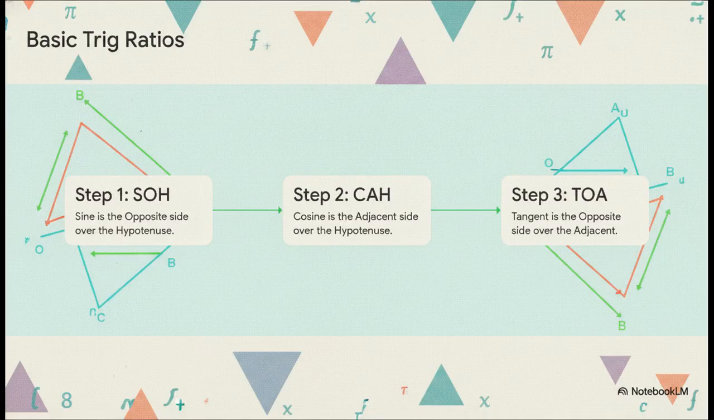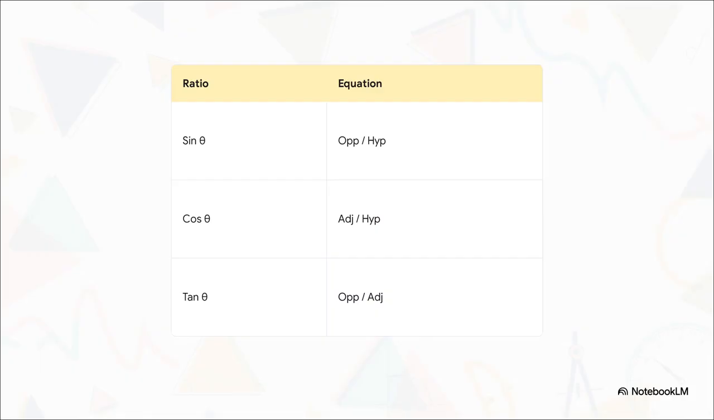Let's break this incredible cheat code down into its three core steps, pausing on each to reveal the mathematical magic hidden inside. First up is SOH, which stands for sine. Next we have CAH, which stands for cosine. And finally TOA, which stands for tangent. Sine, cosine, and tangent are our three basic trigonometric ratios. They're really just the mathematical relationships between those three sides we just talked about. Looking at these formulas stacked up, the code makes total sense.